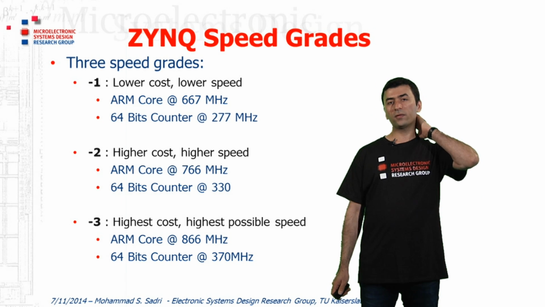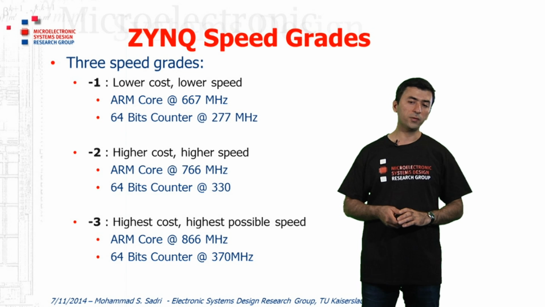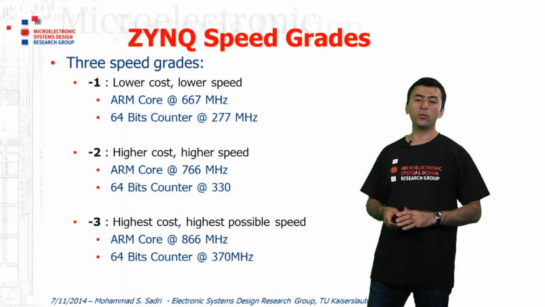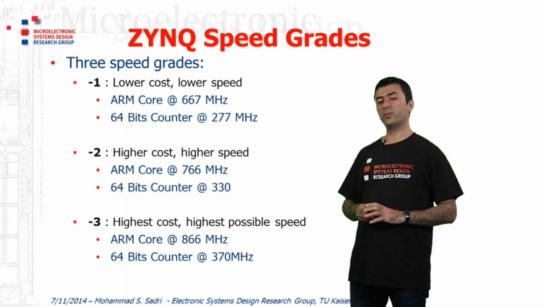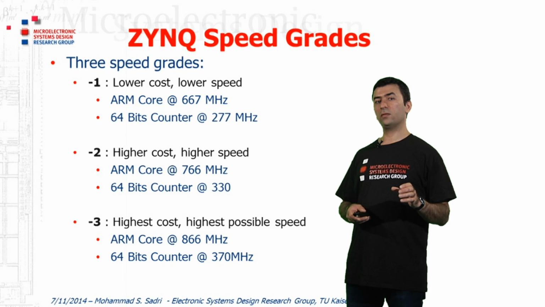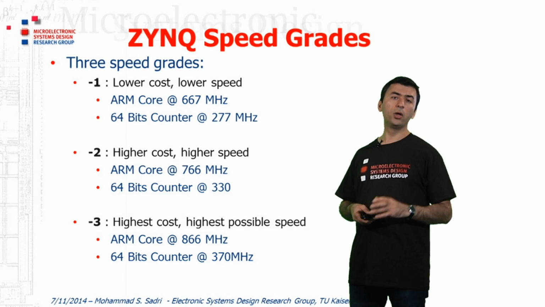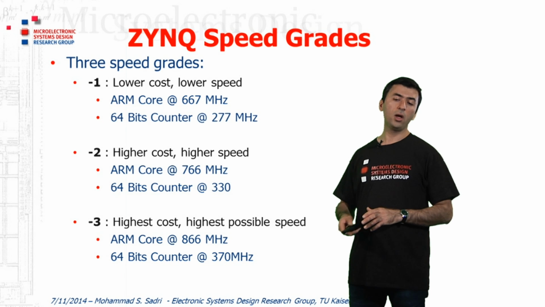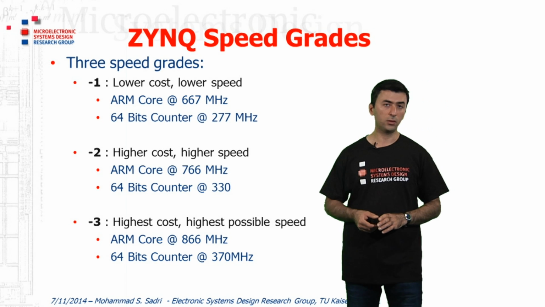run the synthesis and implementation flow, and you perform static timing analysis, you can see that your 64-bit counter for a -1 speed grade device can operate, based on the report of the tool, up to 277 MHz, while for the -3 speed grade device, it can go up to 370.